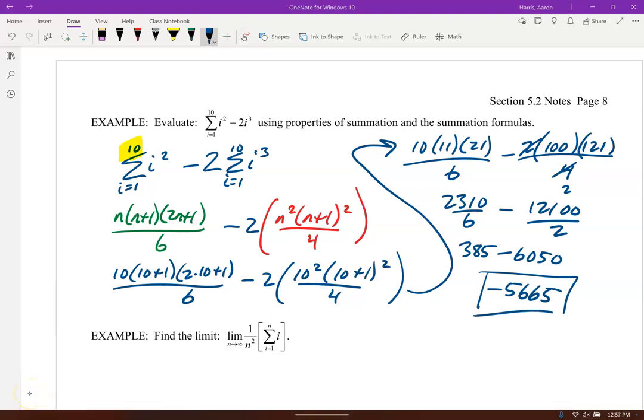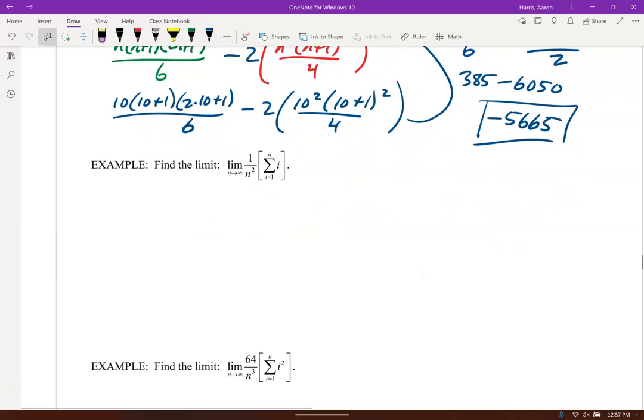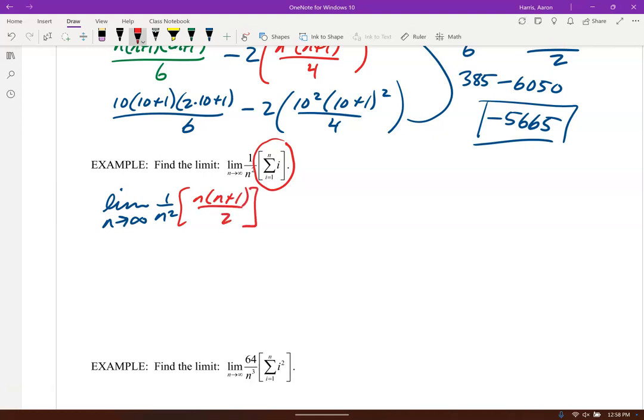All right, now let's take a limit. Let's practice taking a limit on this. So we have the limit as n goes to infinity, and we've got this 1 over n squared. And remember, we have an equation for this, and the equation was n plus 1 divided by 2. So we could go ahead and plug that equation in.